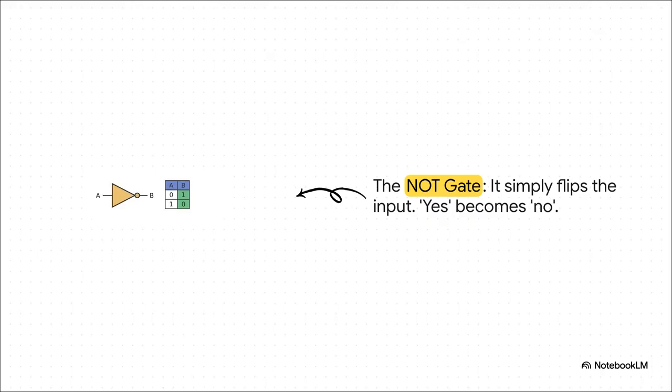And finally, we have the simplest of them all, the NOT gate. This little guy has only one job, to flip whatever you give it. If the input is 1, the output is 0. If the input is 0, the output is 1. It's basically a digital opposite-day machine.